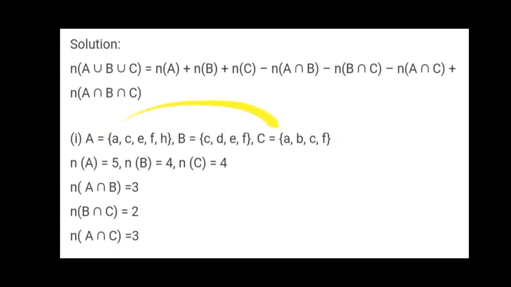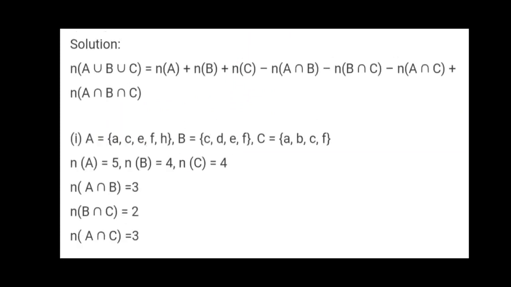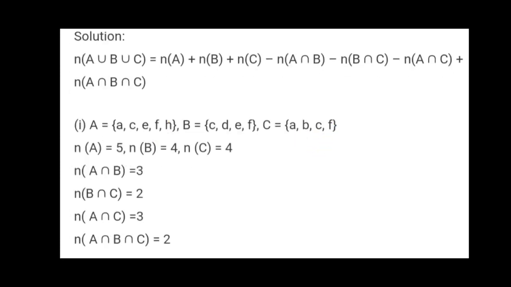n(A intersection C) value 3, because the common elements of A and C are A, C and F. Then we can solve the first subdivision.